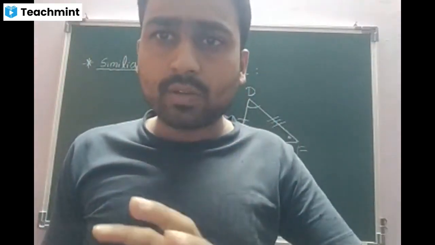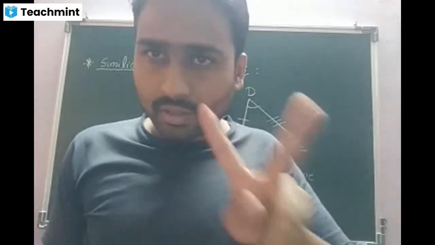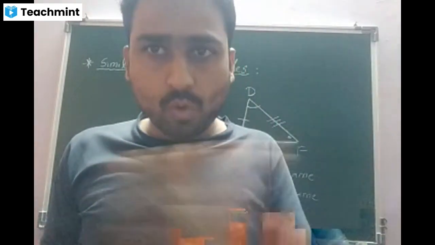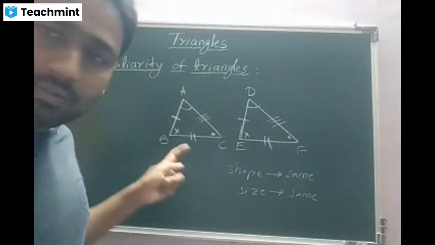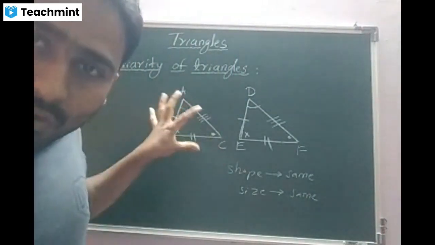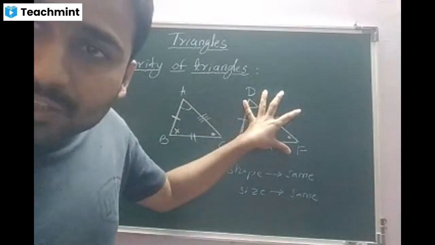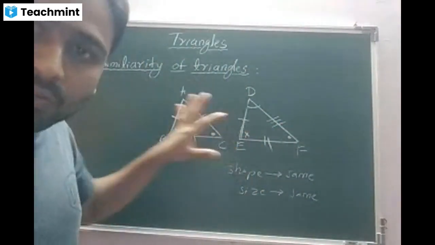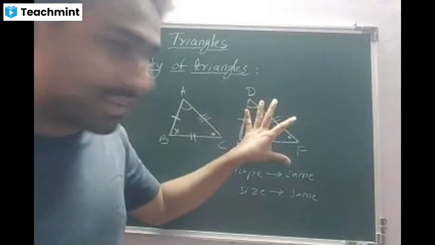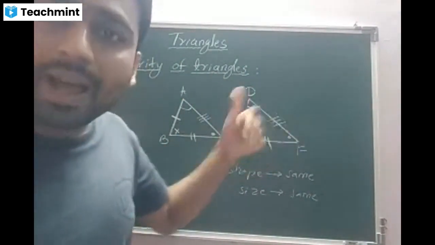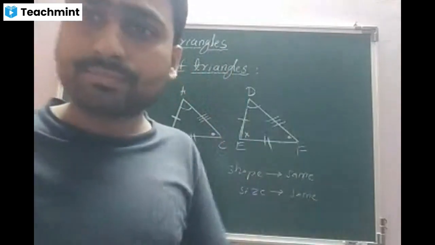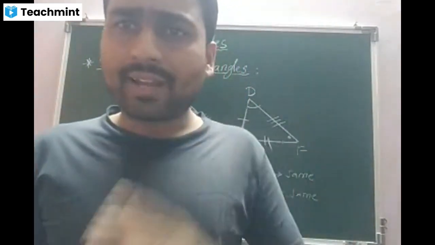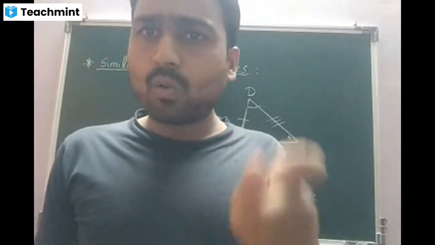The definition for congruency of triangles is in this manner. Two triangles are said to be congruent only when, number one, all three angles of one triangle are equal to the corresponding three angles of the other triangle. Number two, all three sides of one triangle are equal to the corresponding three sides of another triangle. Is that clear, beta? Yes, sir. This is what you learnt in 8th and 9th regarding the congruency of triangles.